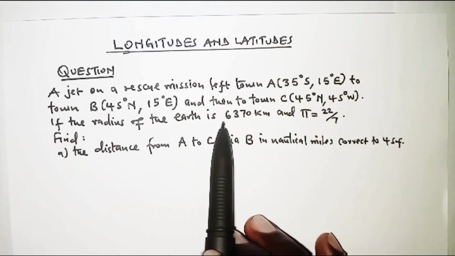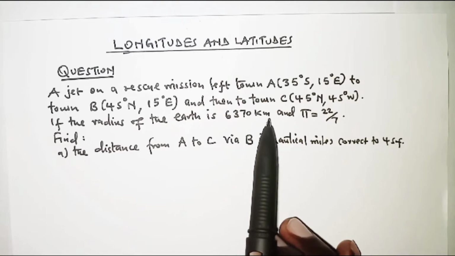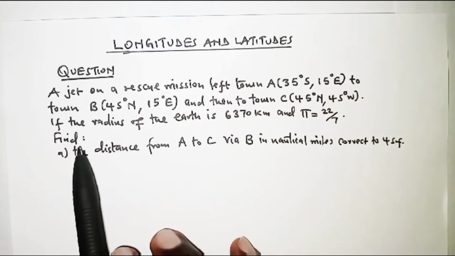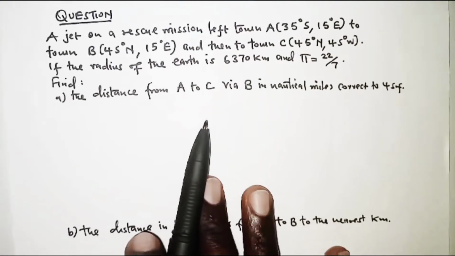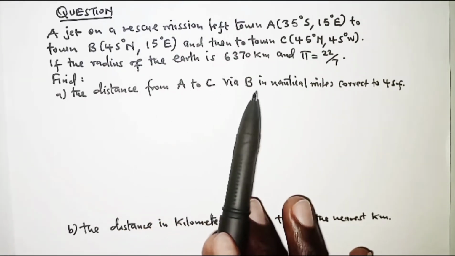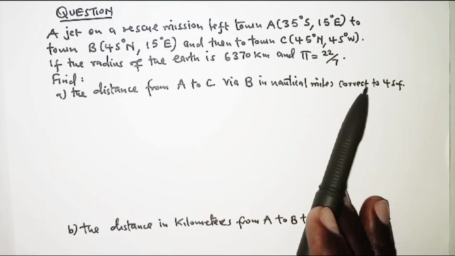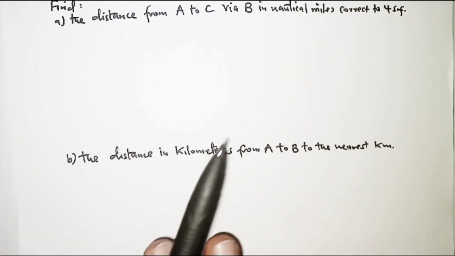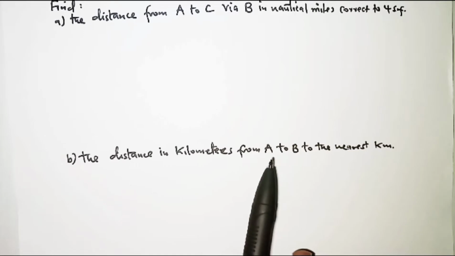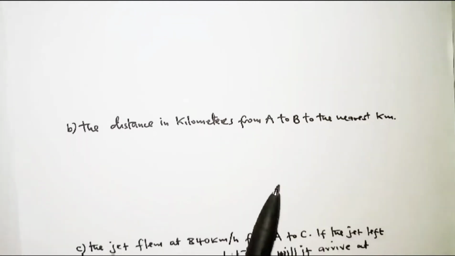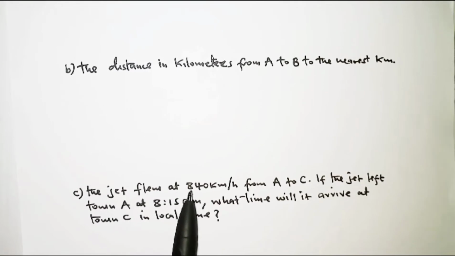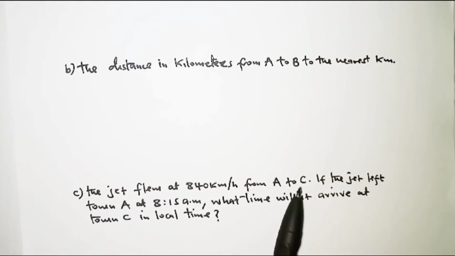If the radius of the earth is 6,370 kilometers and pi is 22/7, find part A, the distance from A to C via B in nautical miles, correct to 4 significant figures. B, the distance in kilometers from A to B to the nearest kilometer. C, the jet flew at 840 kilometers per hour from A to C. If the jet left town A at 8:15 a.m., what time will it arrive at town C in local time?